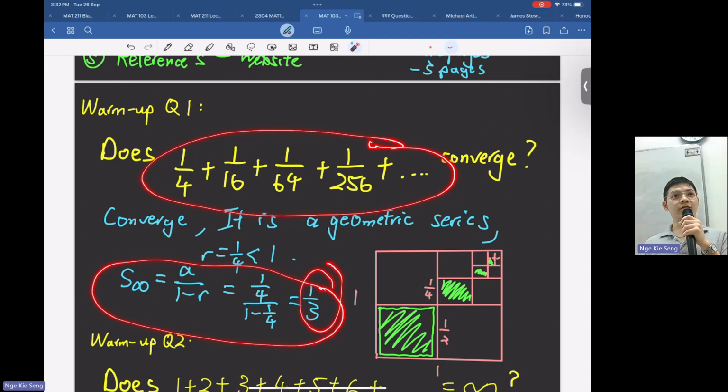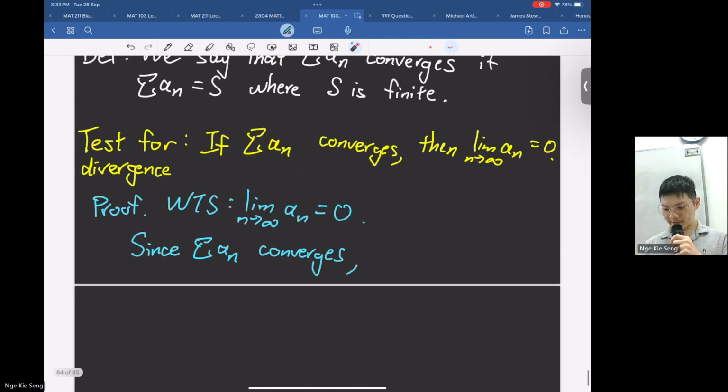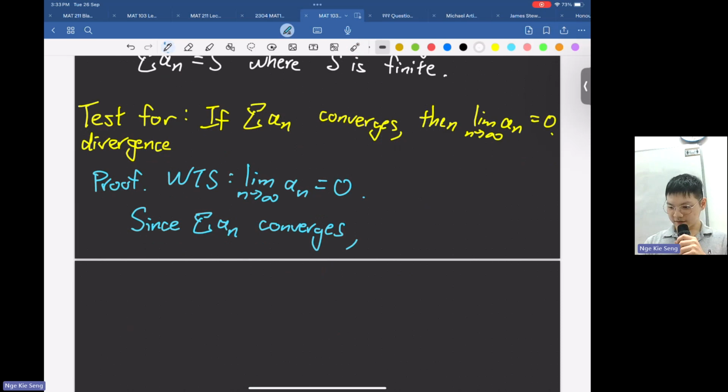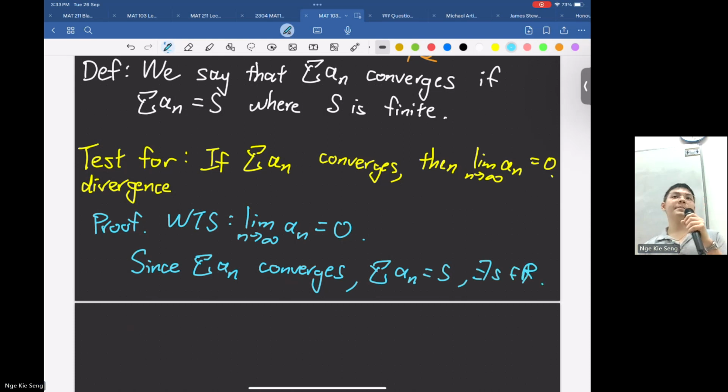Okay. So for a series, we are interested whether it converges or diverges. If it converges, it equals some finite number. Does it make sense? Okay. So since the series converges, the series is equal to some s, some s in the real numbers. All right. So what's going on here? So how is the relation between an and s?